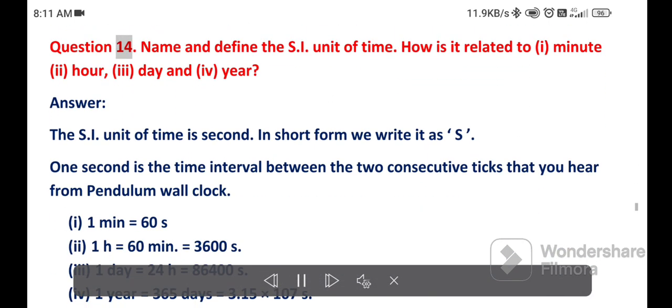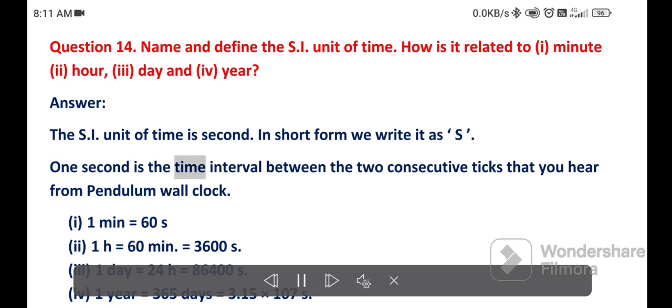Question 14. Name and define the SI unit of time. How is it related to 1. Minute, 2. Hour, 3. Day and 4. Year? Answer. The SI unit of time is second. In short form we write it as s.